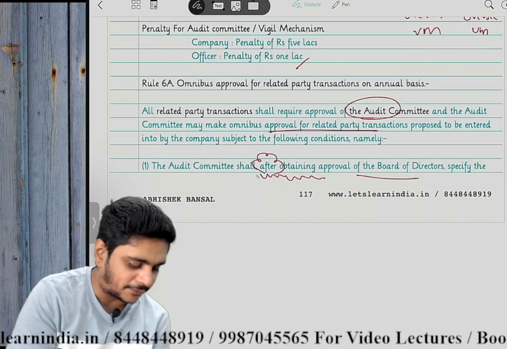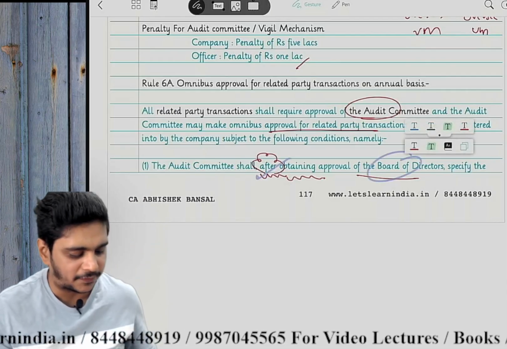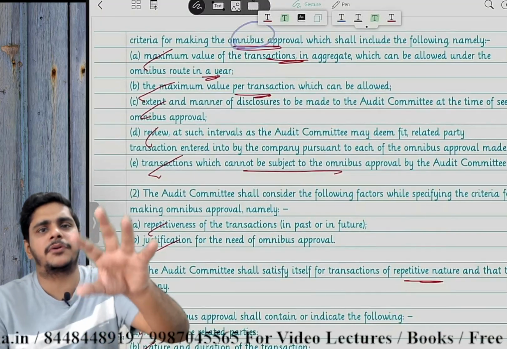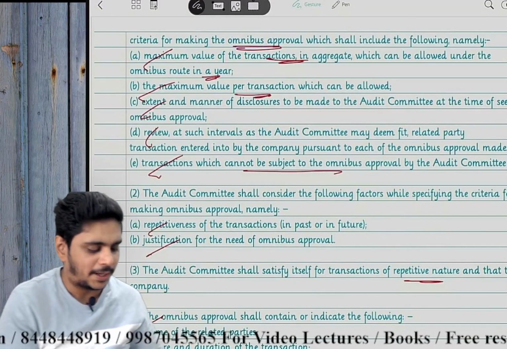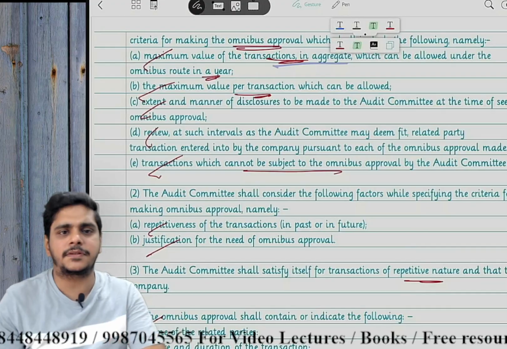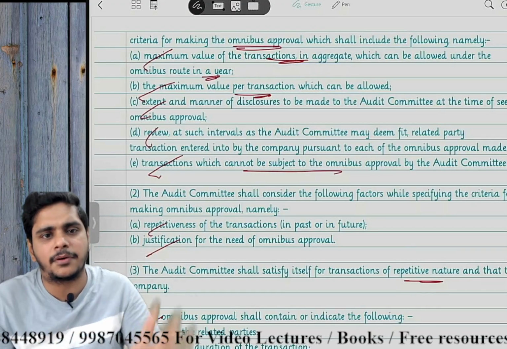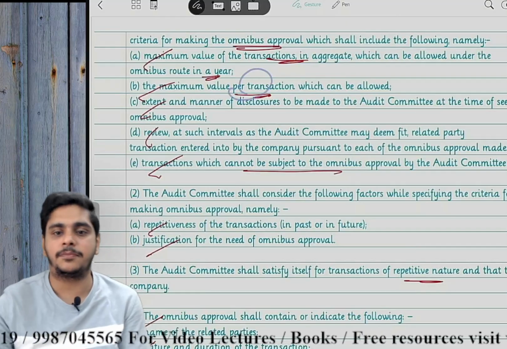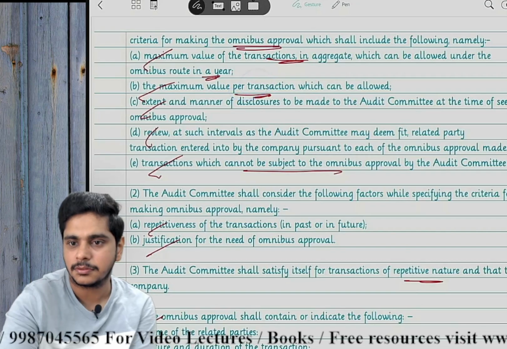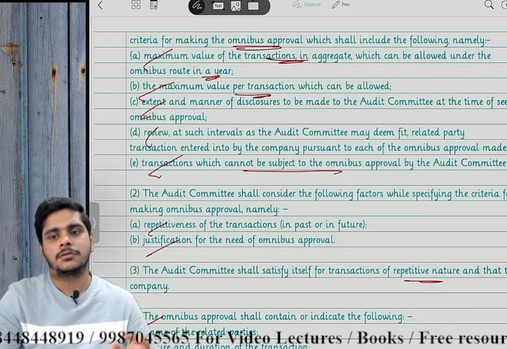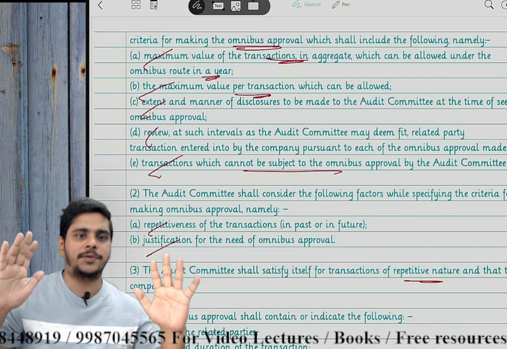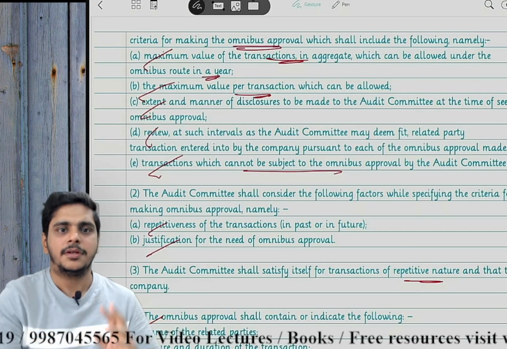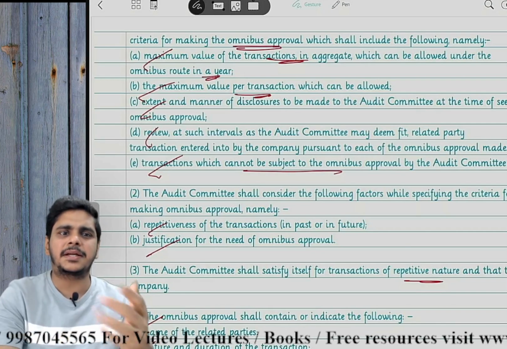So the audit committee shall, after obtaining the approval of the board of directors, specify the criteria for making omnibus approval. For example, 100 crore transaction. The max value of transactions in aggregate which can be allowed: we are saying 100 crore rupees. In a year we are giving approval up to 100 crore rupees. Then the max value per transaction. So total transactions in a year 100 crore rupees, per transaction we can say 10 crore rupees. Maximum value per transaction is 10 crore rupees. So we can make a rule. It is just a practical life thing.